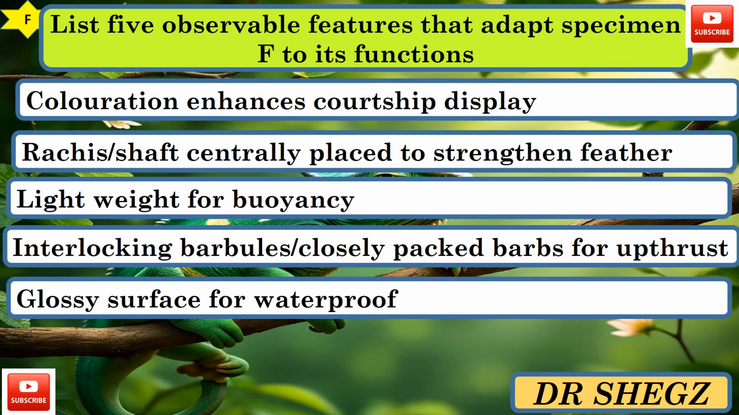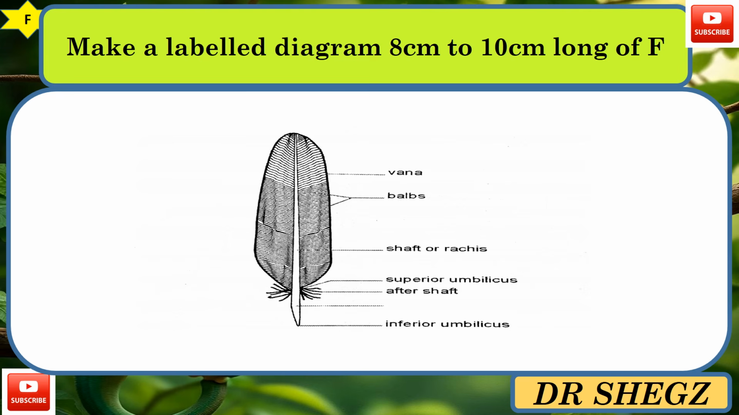Okay, but we are focused on the quill feather now. Then the barbels for upthrust and glossy surface for waterproofing. Label diagram. Again, remember to write the magnification and the title of your diagram. Very, very important.